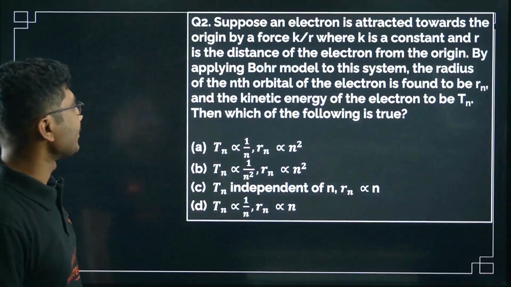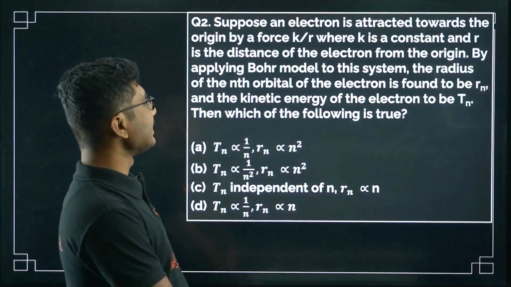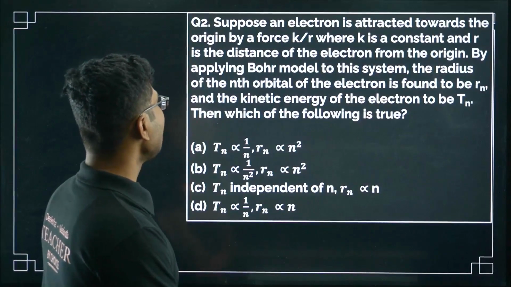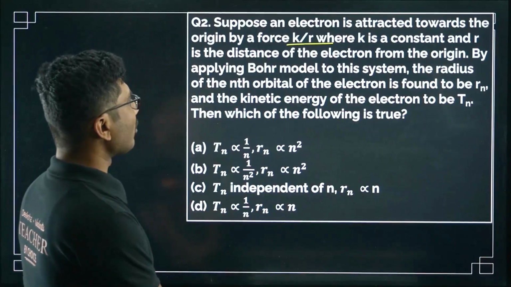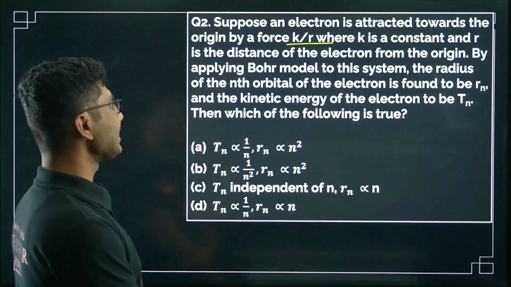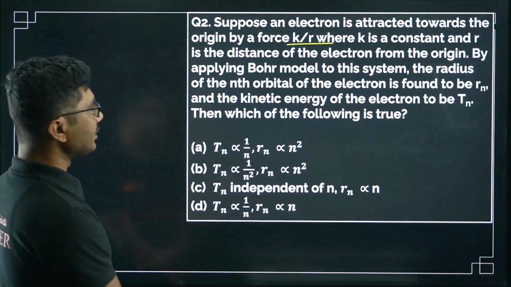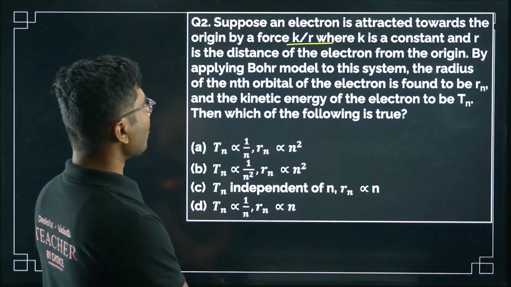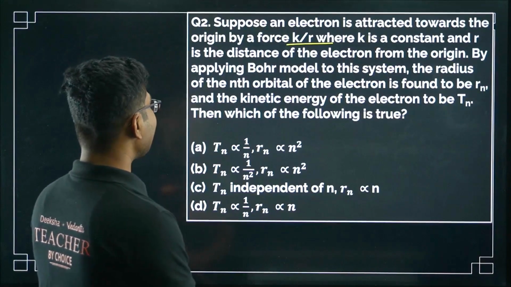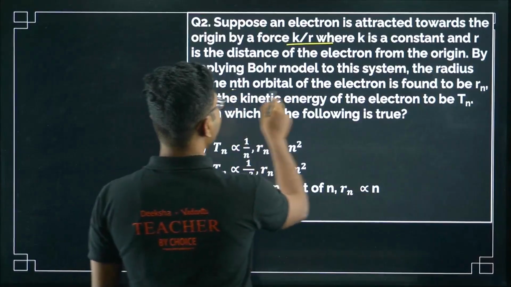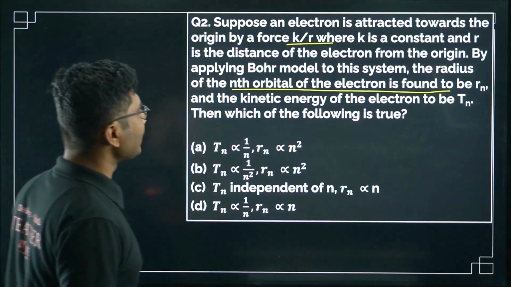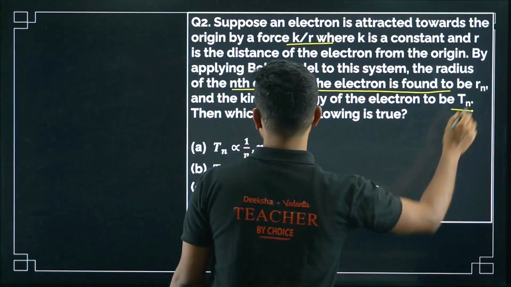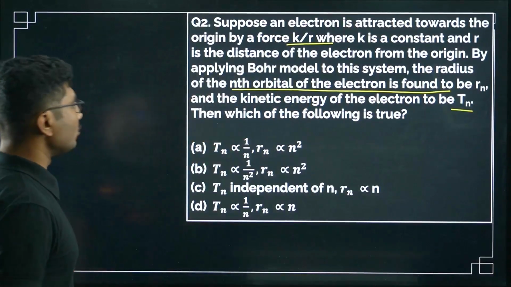Very interesting question. Suppose an electron is attracted towards the origin by a force K by R, where K is constant and R is the distance of the electron from the origin. By applying Bohr model to this system, the radius of the nth orbital of the electron is found to be Rn and the kinetic energy of the electron to be Tn. Then which of the following is true?